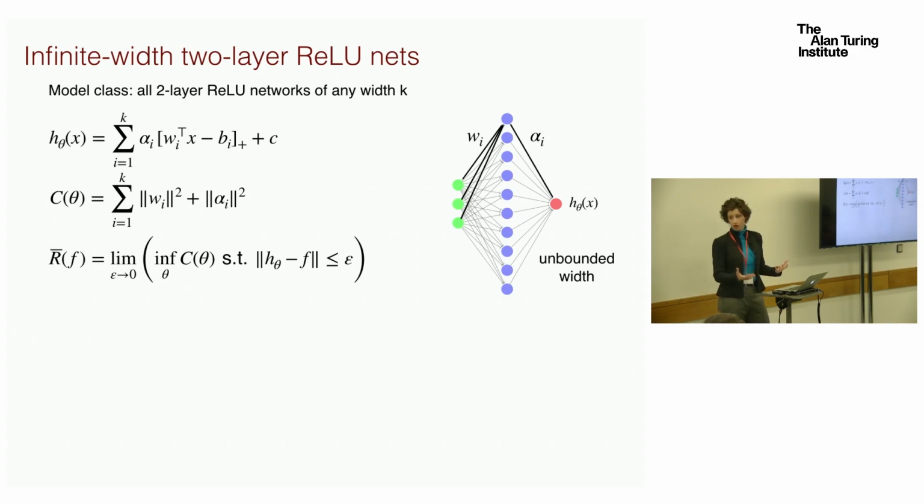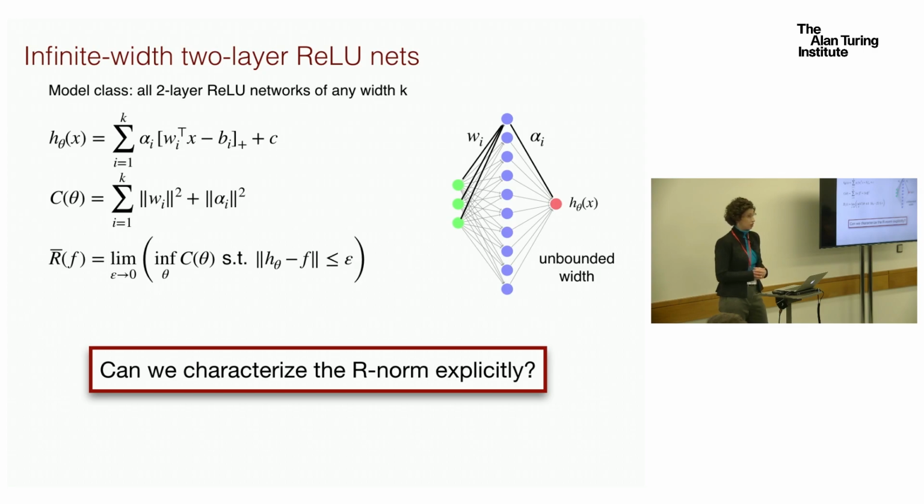Okay, so in this special case now, we can write down our regularization function, c of theta. It's just the sum of the two norms of all the wi's plus the two norm squared of alpha. And we've got this r bar regularization function that we want to understand a little bit better. And so the main goal of this talk is to try to understand what this function r bar is. In particular, it is possible to show that this corresponds to a norm, and we'd like to understand what that norm is in a more explicit way, instead of going through this c of theta.